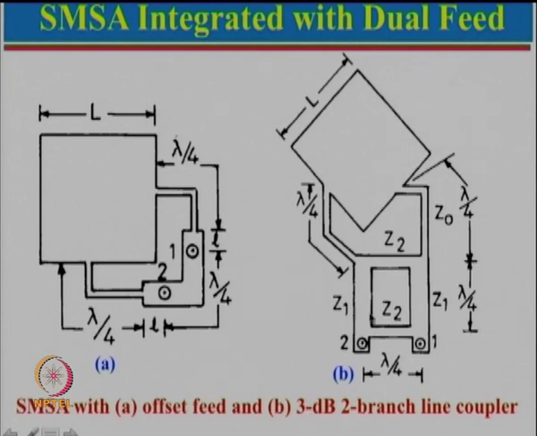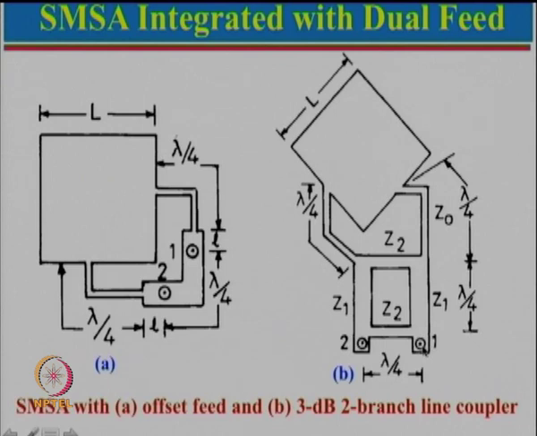And just to tell you, if this is 50 ohm, then Z1 for 3 dB coupler comes out to be 50 by square root 2, which is 35.35 ohm. So these two are same, and Z2 comes out to be 50 ohm. So if we choose 50 ohm and 35.35, this becomes a 3 dB 2 branch line coupler. So now if we feed here, this will be relatively isolated port, or if we feed here, then this will be isolated port. So here we can do something interesting.